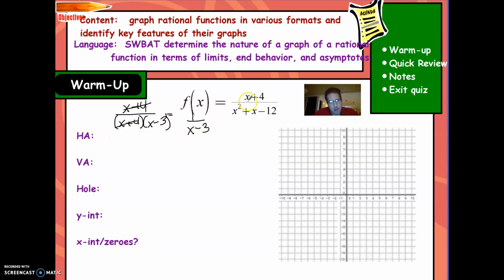So horizontal asymptotes, now you'll see that the numerator is less than the denominator. So in this case, we know it's always going to be y equals 0. And the vertical asymptote is whatever makes the denominator equal to 0. So x minus 3 cannot be equal to 0. Add 3 to both sides. Therefore, x equals 3 is the vertical asymptote.